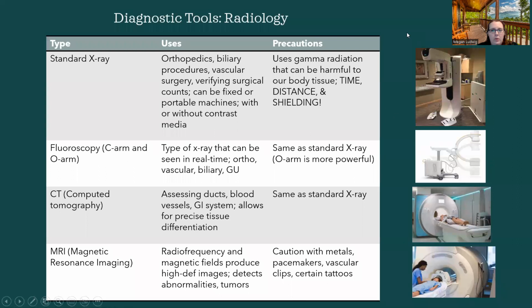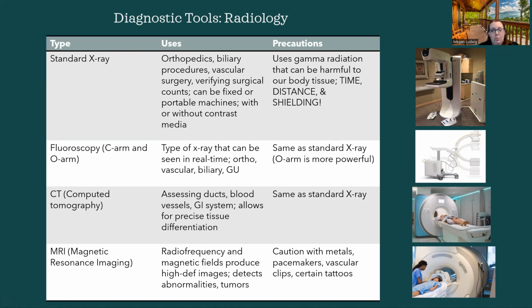So here are some other diagnostic tools. These are your imaging techniques. So standard X-ray, I think most of us are probably relatively familiar with what an X-ray is. It provides a picture based on gamma radiation. So here are some of the uses. It's actually got quite a bit of uses.